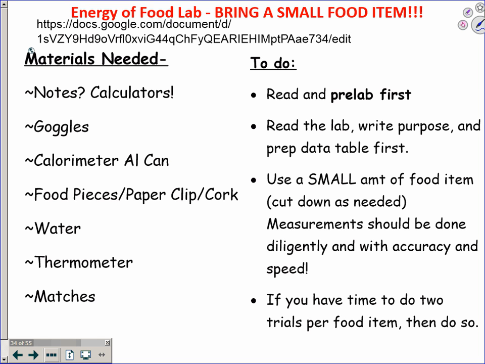If you have time to do two trials for each food item, that's what I'm also saying to break it up. So if you need to do a second trial because your first was bad, you're able to do it again because you still have the same food item.